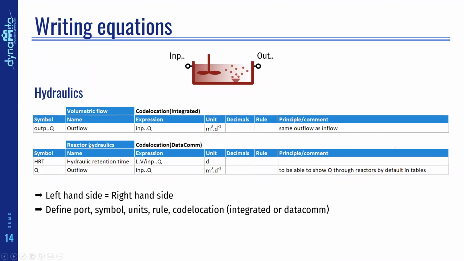And you can define your own calculations. So for example, under reactor hydraulics, you can create your own table and add, let's say, HRT calculation, which is included currently in the model, where you define the liquid volume divided by the input flow to that specific reactor. So you can see in this case, you need to know the correct symbols, you need to know the format, and it's all about writing the left-hand side of the equation being equal to the right-hand side of the equation.